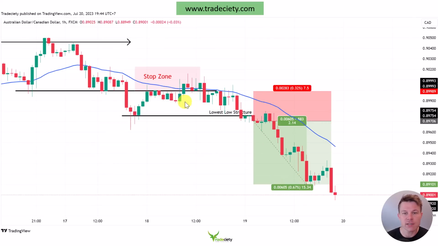We could then, for example, start using the moving average, which is a 50 EMA moving average, to trail our stop loss and then hopefully catch a runner where you have a very large reward to risk ratio.